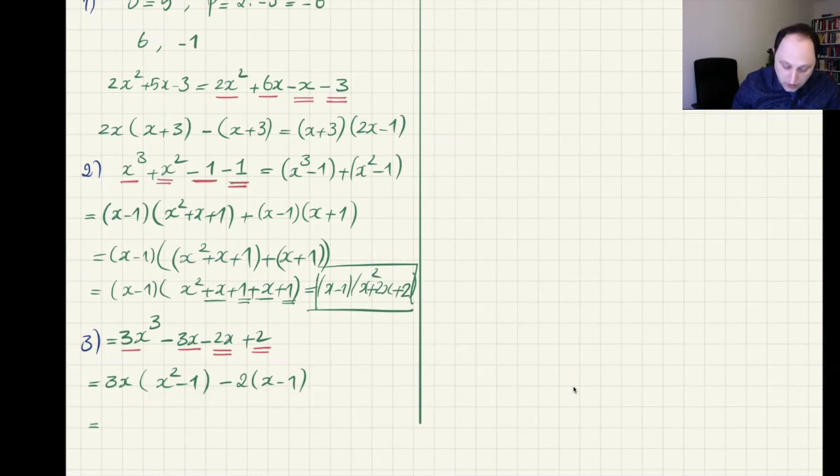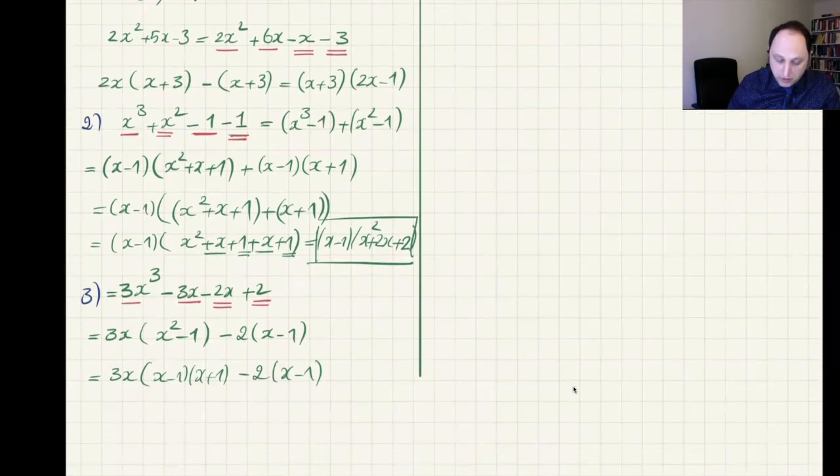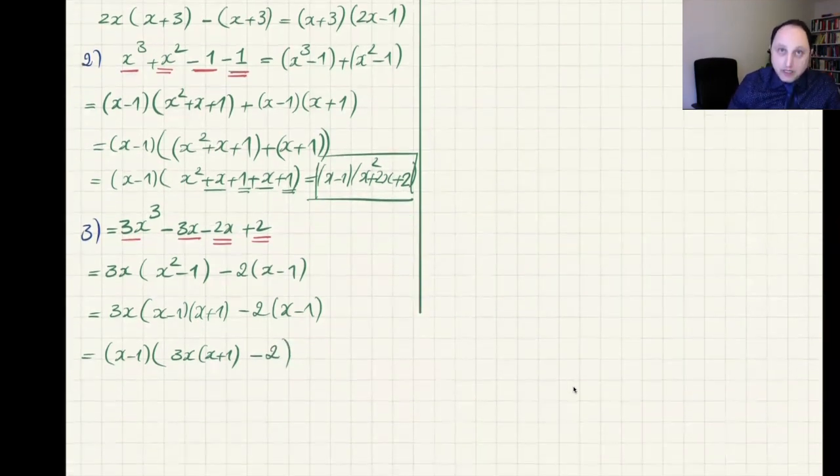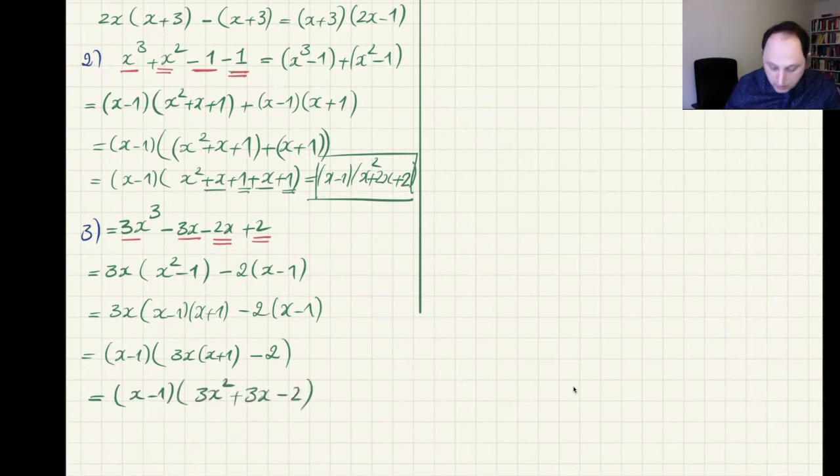conjugate pattern. So you can write 3x, and then you can write x minus 1, x plus 1, and then you have minus 2x minus 1. Then you immediately realize the factor that you were looking for, which is common to both groups, is actually x minus 1. So what I do, I pull it out, x minus 1. And then what is left from the first one, x minus 1 is pulled out. So 3x multiplied by x plus 1 is left. And then what is left here from the second group is just minus 2. Okay? Then I will multiply and simplify the second factor. So this becomes x minus 1 times 3x squared plus 3x, and then I have minus 2.